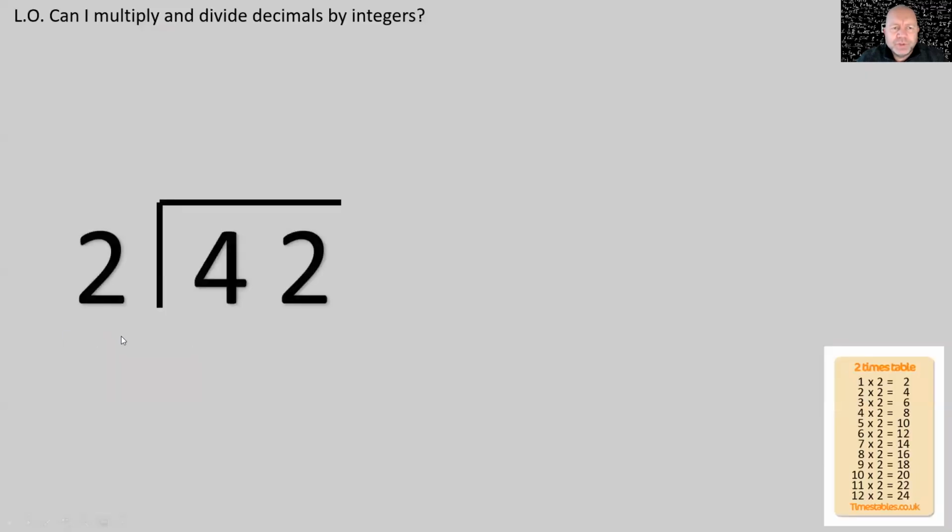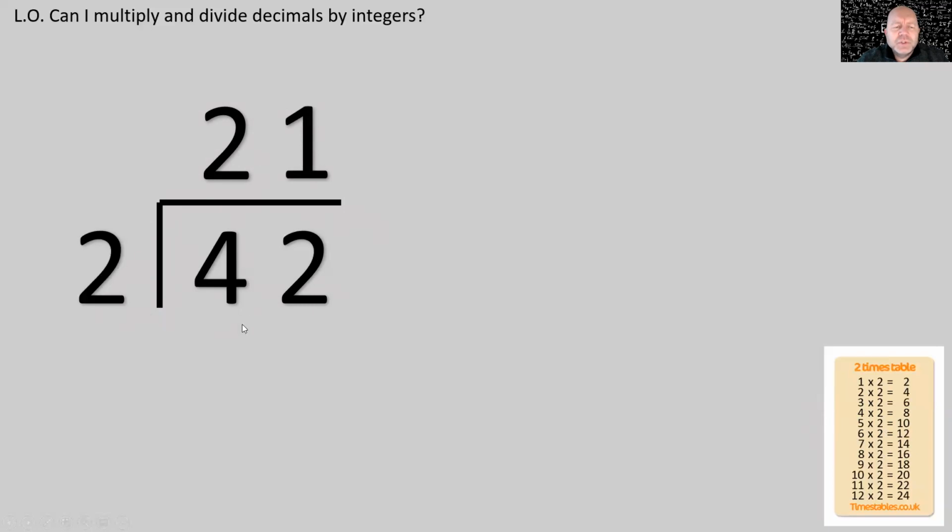Right. Decimals, same idea. For a little while now, we've become more and more familiar with the bus stop method of division. Here we have a simple example. How many 2s are in 42? Again, the times tables are here if you just need a reminder. So how many 2s are in 4? Well, there's 2 of them. How many 2s in 2? There's 1. Okay, nice simple example.